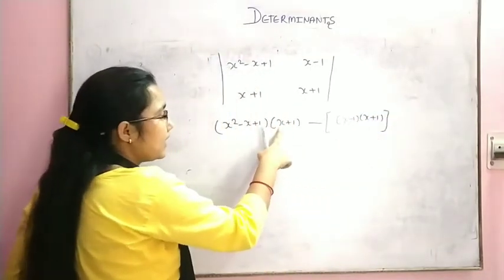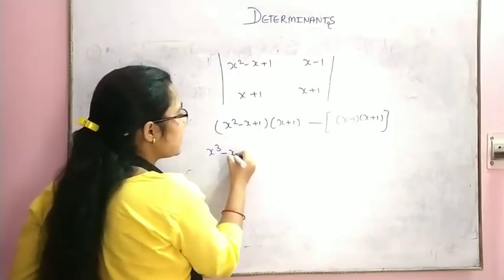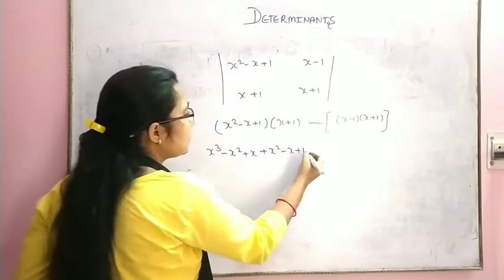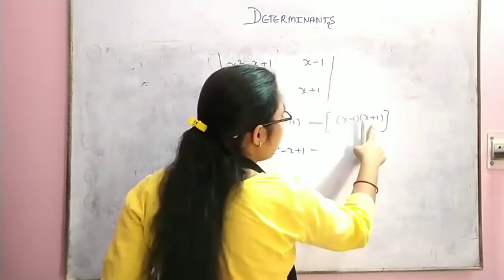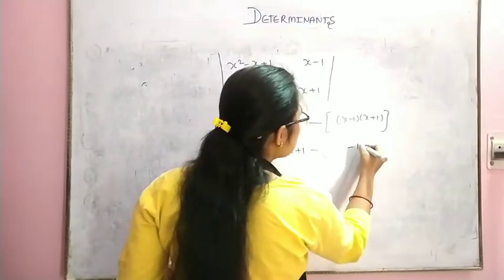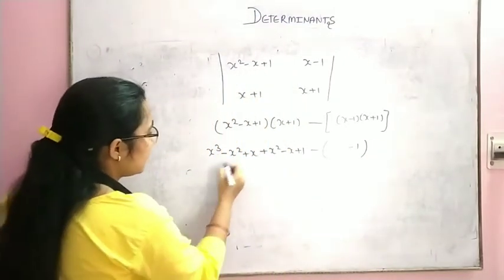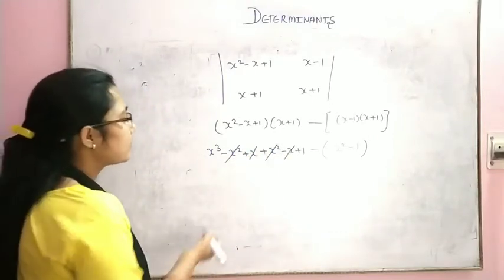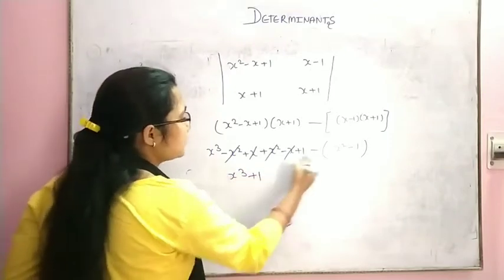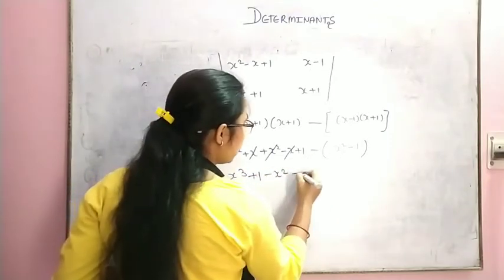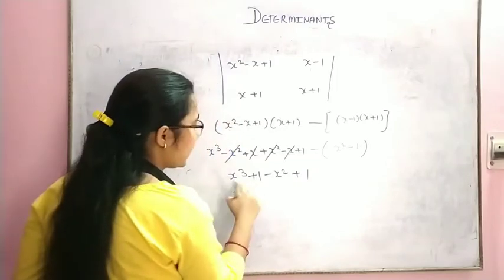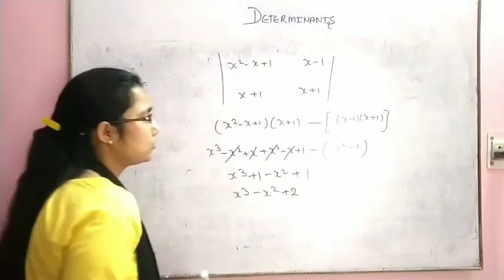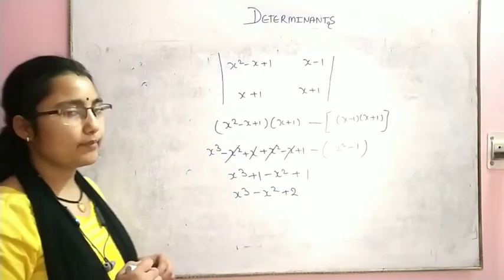Firstly, multiply by x. We get x cube minus x square plus x. Now multiply by 1, we get x square minus x plus 1. Now negative, (x plus a)(x plus b)... we get x square minus b square. So this will be cancelled out and this will be cancelled out. Negative positive. We get x cube plus 1 minus x square minus plus 1. So after solving this, we get x cube minus x square plus 2. So this is the value for the given determinant.